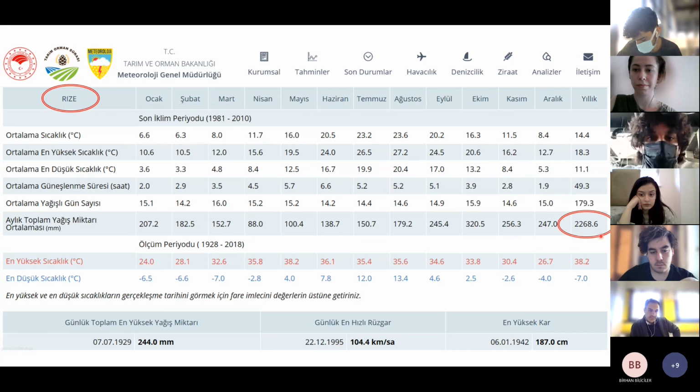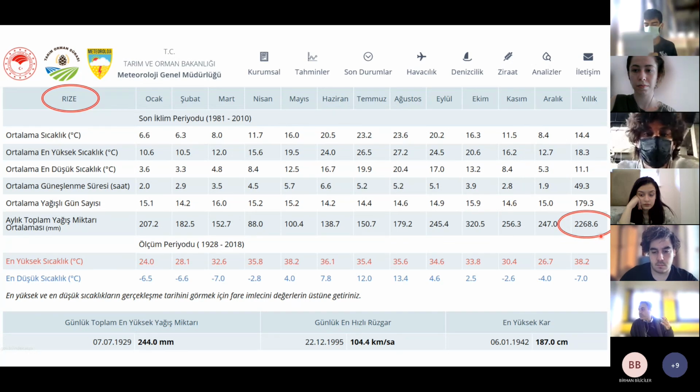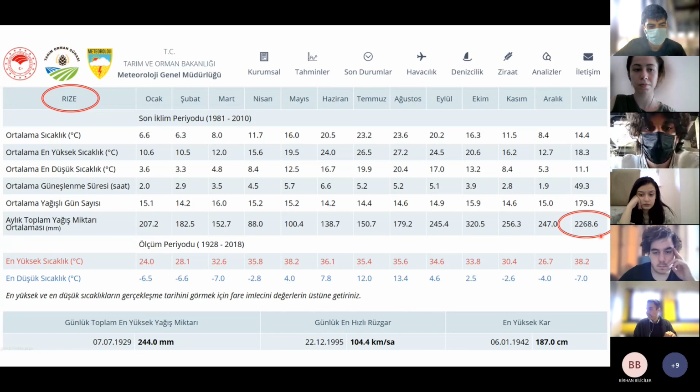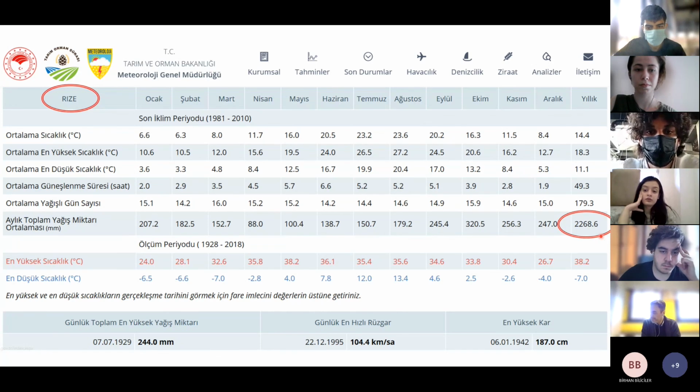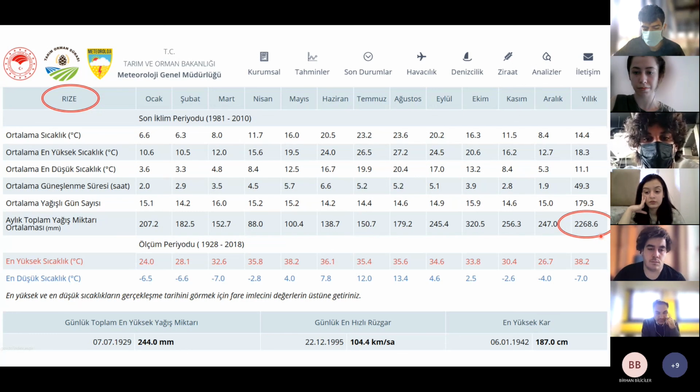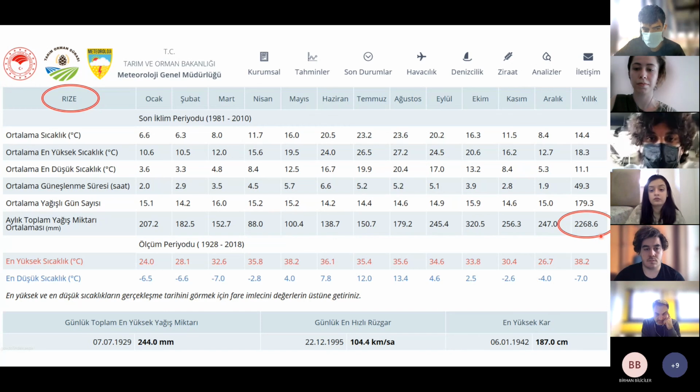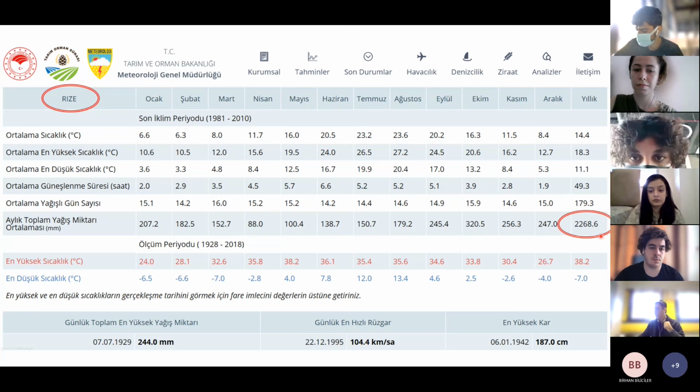And you see that at Rize province, the mean annual rainfall is 2200 millimeter, because it is in millimeter, so more than 200 centimeter. Sorry, 220 centimeter. Okay, let's memorize it. What is the average precipitation in Rize province? 220 centimeter per year. 220 centimeter per year. Am I right? Yeah.